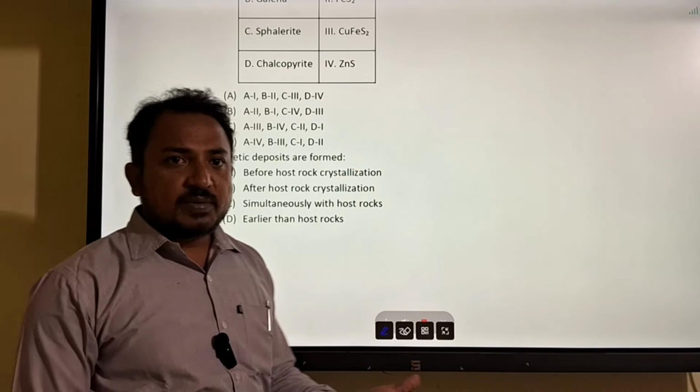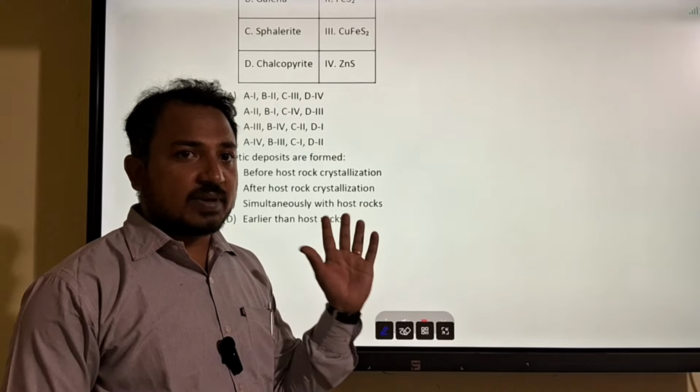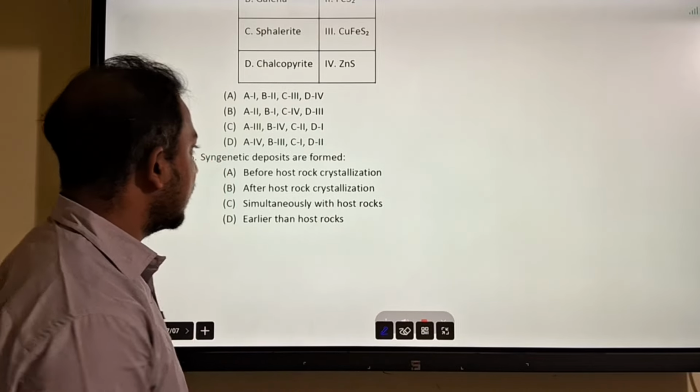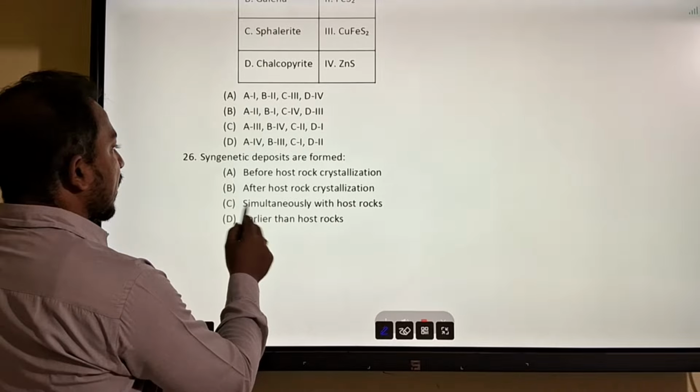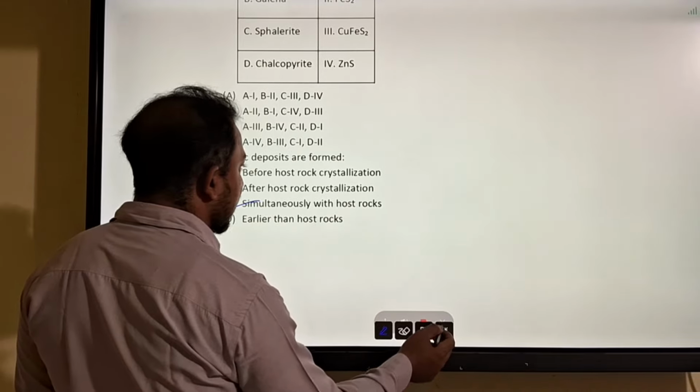Then syngenetic deposition. We have already discussed syngenetic deposition. It is produced at the time of rock formation. So it is formed simultaneously with the host rock, and after the host rock, it is epigenetic.